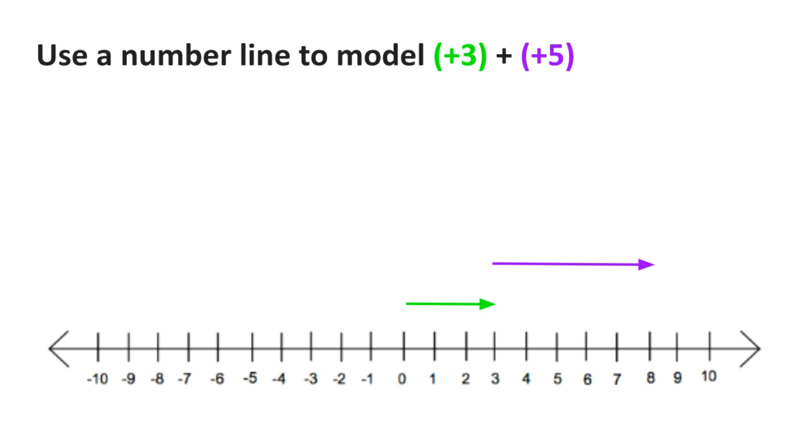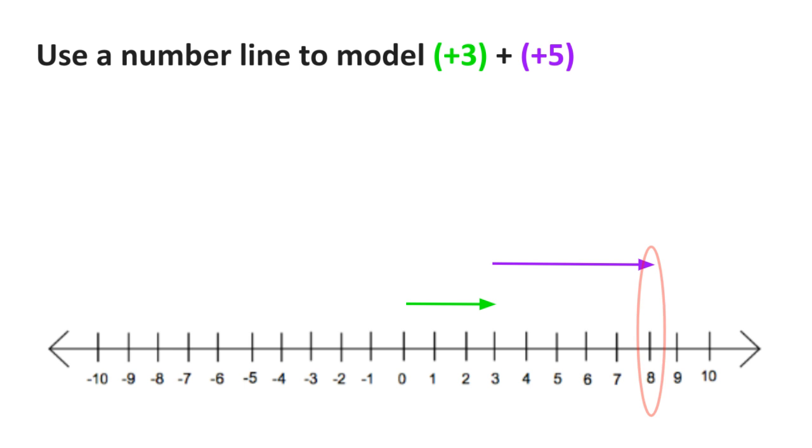Do you see how my second arrow picks up where the first one left off? That's how I'm showing that this is adding or combining two different integers. My purple arrow goes with my positive 5. It's 5 units long and it's going in a positive direction.